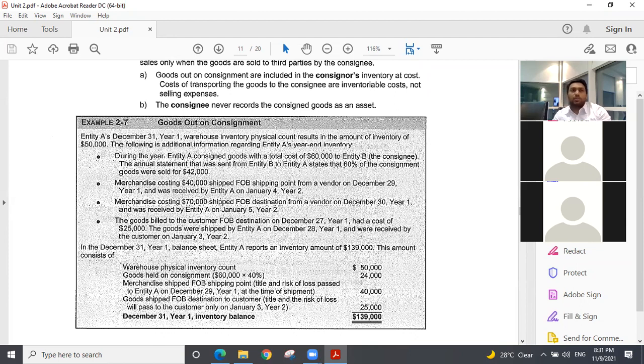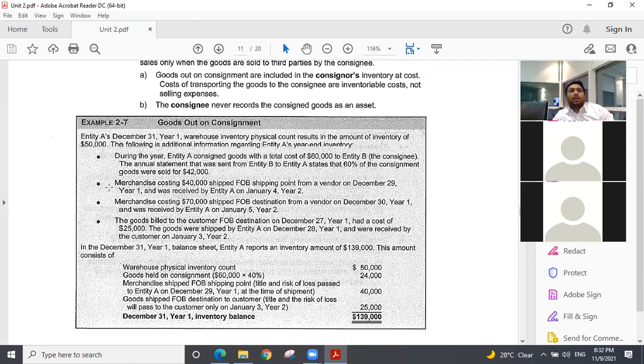That means 60,000 is the goods I sent to my consignee. Out of this, 60% he sold. That means the balance 40%, around $24,000 of goods, is with the consignee. Then that I should add to my physical inventory. Right, when I counted, I had only $50,000 of goods. So with that 50,000, I will add this 24,000.